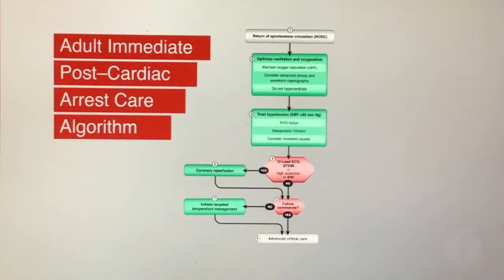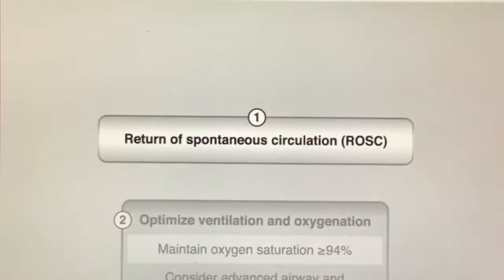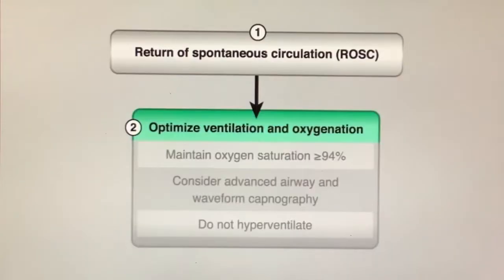The adult immediate post-cardiac arrest care algorithm begins with ROSC. The first action is to ensure an adequate airway and support breathing immediately after ROSC. Use the lowest inspired oxygen concentration that will maintain arterial oxyhemoglobin saturation of 94% or greater.